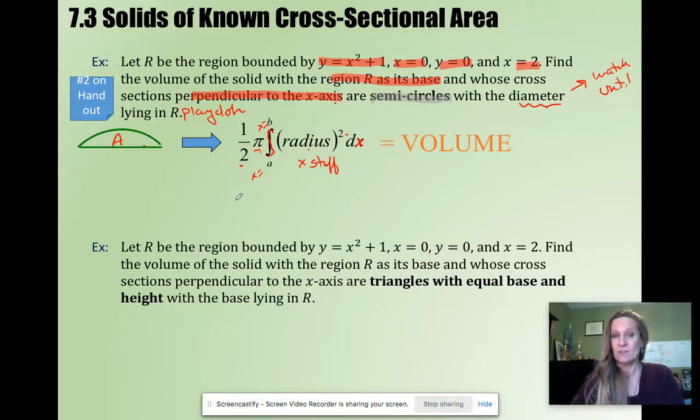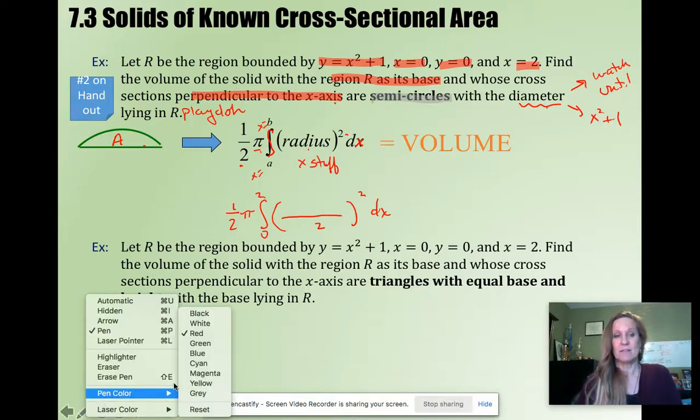So be careful. I'm going to fill in 1/2. I'm going to fill in pi. I'm still going from 0 to 2. Do not square the diameter. Square the radius. I have the diameter. The diameter is equal to x squared plus 1. So there is the diameter in terms of x. If you have a diameter, how do you go to a radius? The diameter has to be divided by 2.